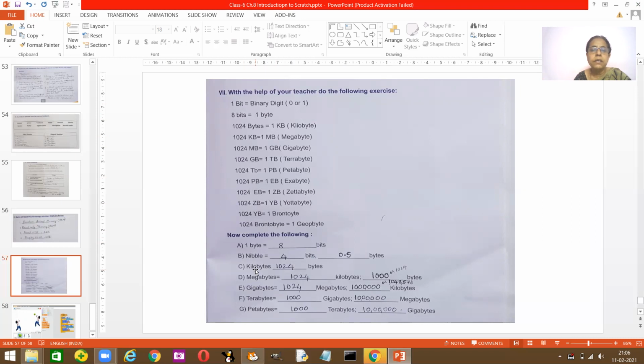Then megabytes. 1 megabyte is equivalent to how many kilobytes? 1 megabyte is equivalent to 1024 kilobytes. And how many bytes would it be equivalent to? It would become 1000 bytes. That is 1024. In the computer language, you say 1024.